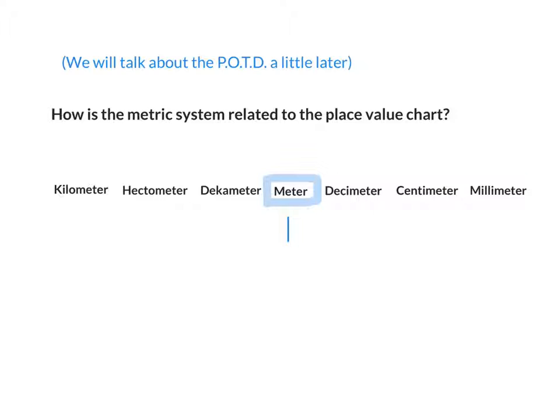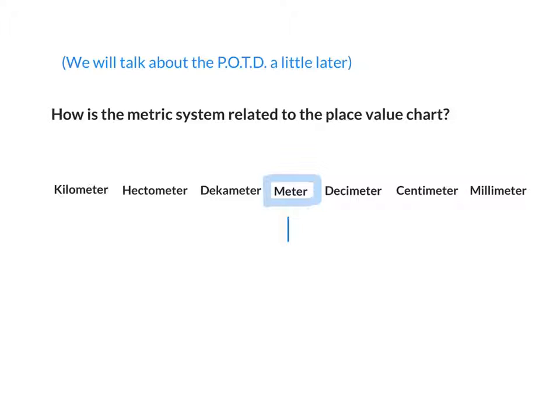We can use the metric system to measure how long something is. We can measure how heavy something is. We can measure how much space something takes up. Okay, when we talk about a meter, give me a thumbs up if you've heard the word meter before. I hope everyone has. Good. The meter is the metric unit to measure the length of something. Okay, how long something is.